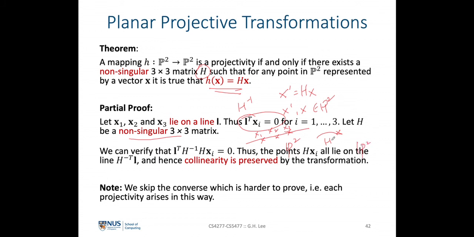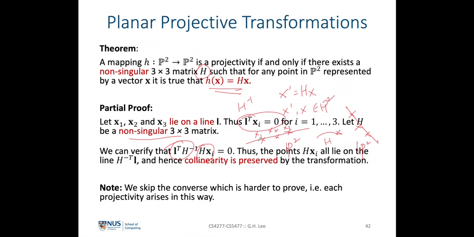But after the transformation, these 3 points should also appear collinear to each other. We can easily verify this by doing this. A projective transformation of L is given by this term over here, and a projective transformation of X is given by this term over here.